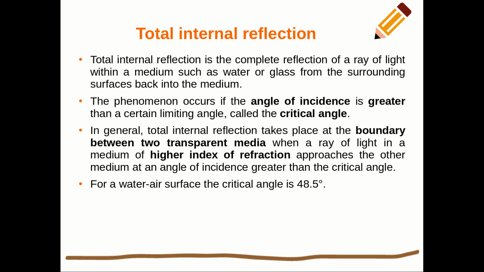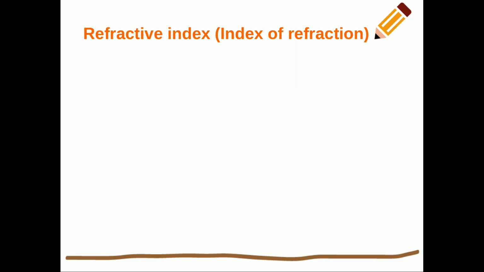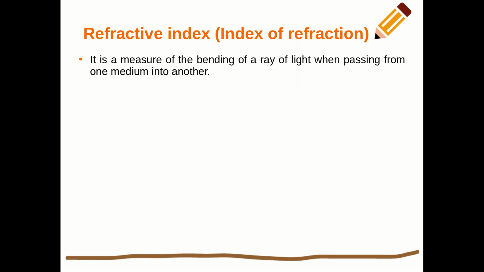That depends on the type of media. So if we are looking at water and air, within water, for this total internal reflection to happen, the angle of incidence should be greater than this 48.5 degrees. So similarly for other surfaces, that value will vary. Because indices of refraction depend on the wavelength of the signal, the critical angle and hence the angle of total internal reflection will vary slightly with the wavelength and therefore with the color. So now let's see what this refractive index is. It is a measure of the bending of a ray of light when passing from one medium into another.